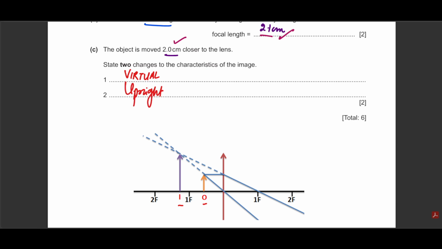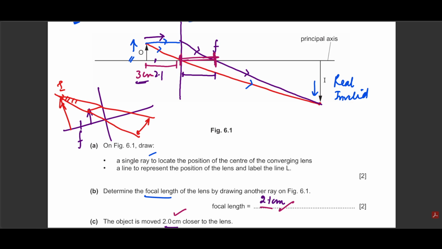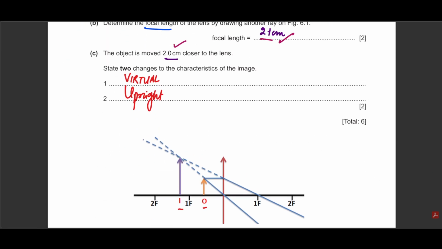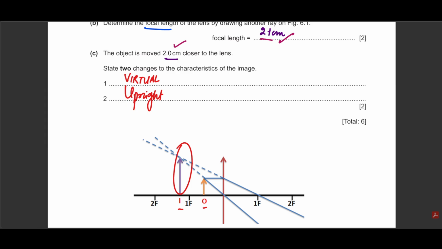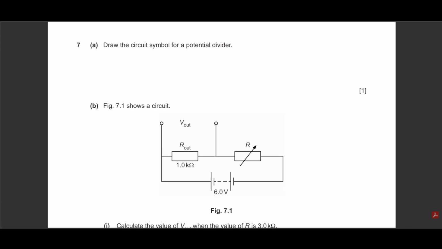It is magnified. We couldn't have used magnified because this was also being magnified. Since they're expecting a change, magnification is really not a change. That's why they're looking for upright versus inverted. Otherwise, that was a perfectly fine answer.